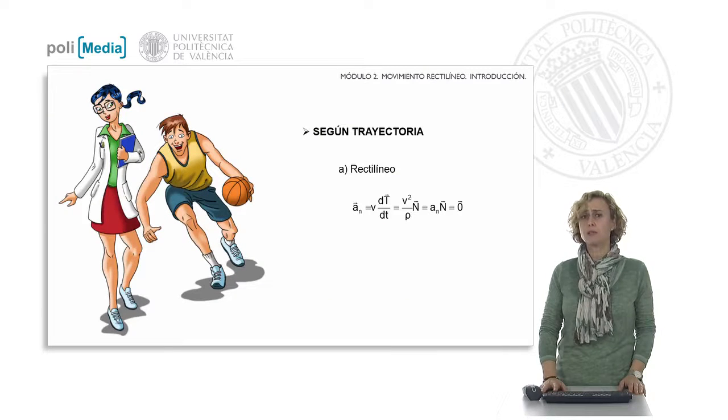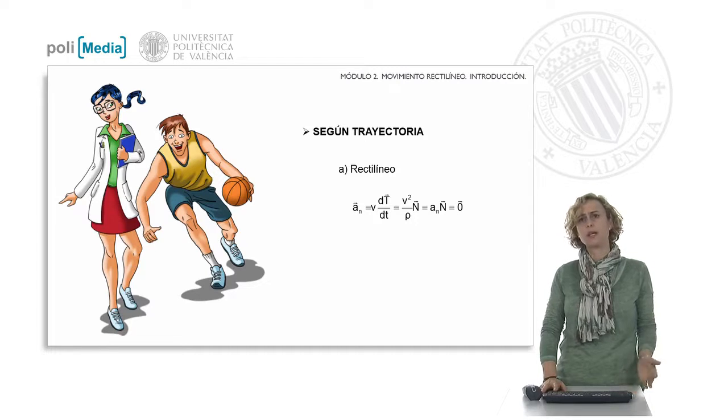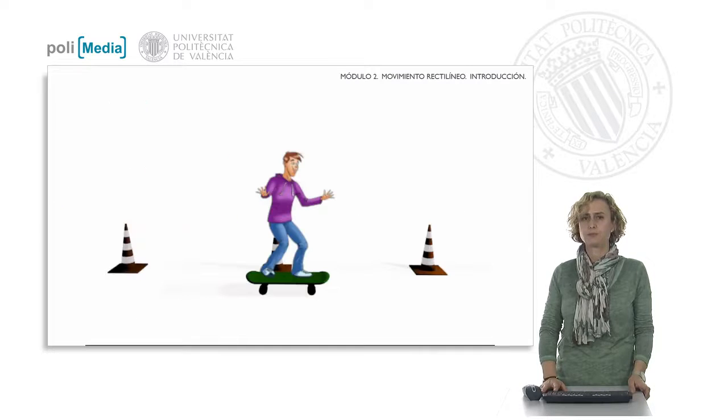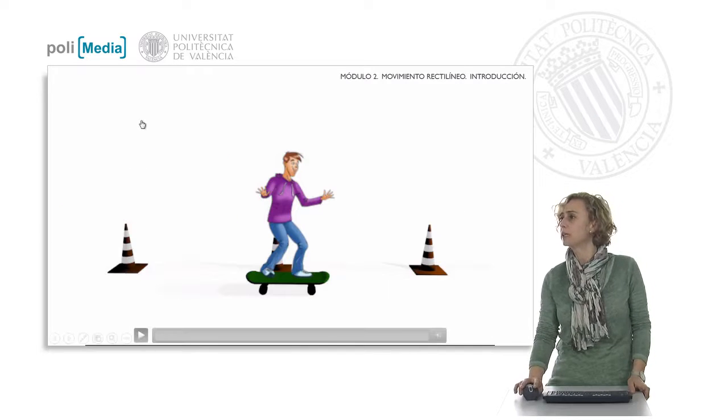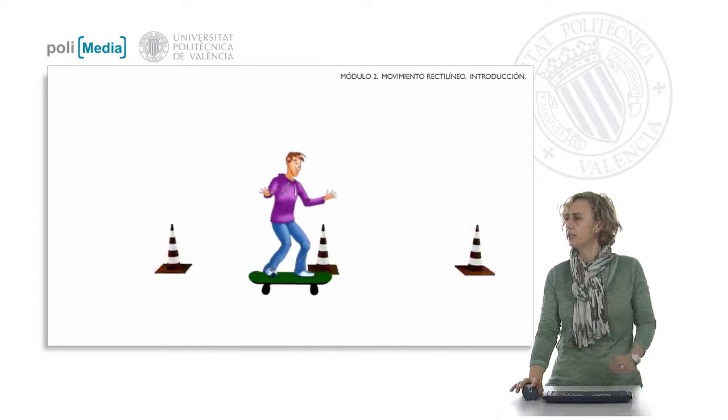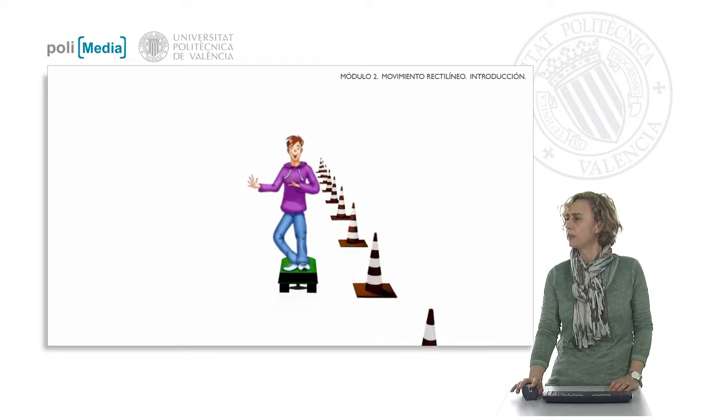In the previous class, we saw that according to the trajectory, the motion could be rectilinear. In this case, the normal acceleration was 0. We are going to see how J moves taking into account both the trajectory and the constant velocity that we observe.